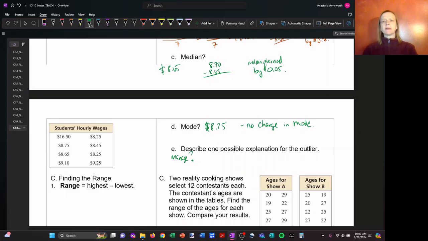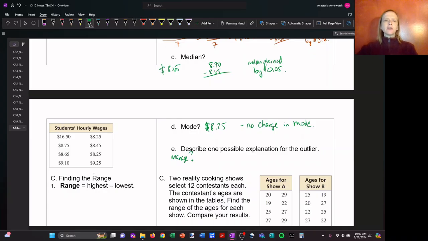Maybe they have more responsibility, like they are responsible for building the website for the company or something like that. So we could have a bunch of ride attendants and then one manager or one website manager, something like that.